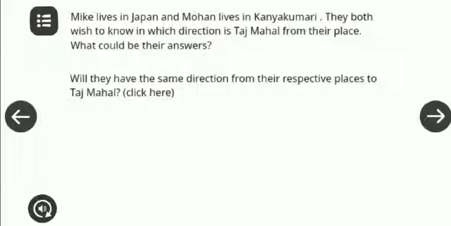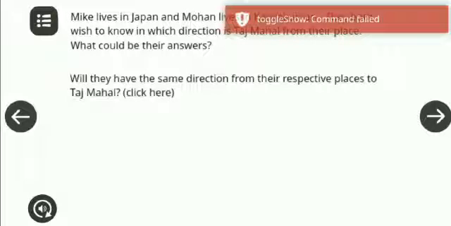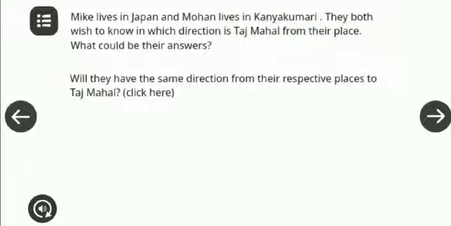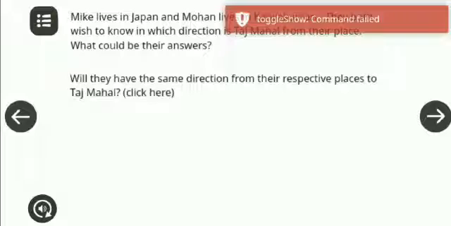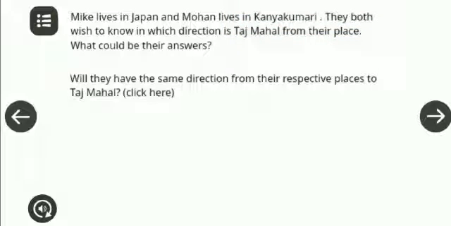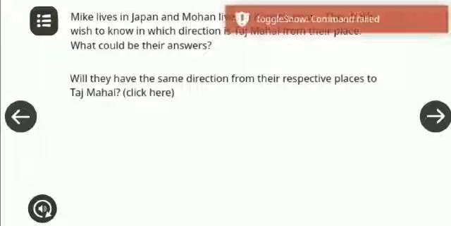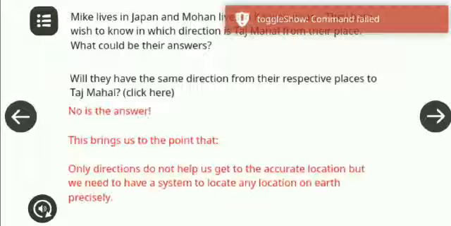So, students, Mike lives in Japan. So, the direction from his place to the Taj Mahal will be towards the east. And Mohan lives in Kanyakumari. So, the direction of Taj Mahal from his place will be towards the north. So, their answers are different. Will they have the same direction from their respective places of Taj Mahal?